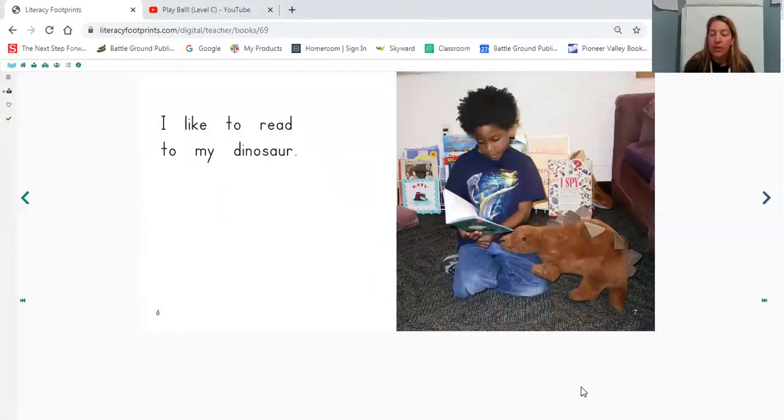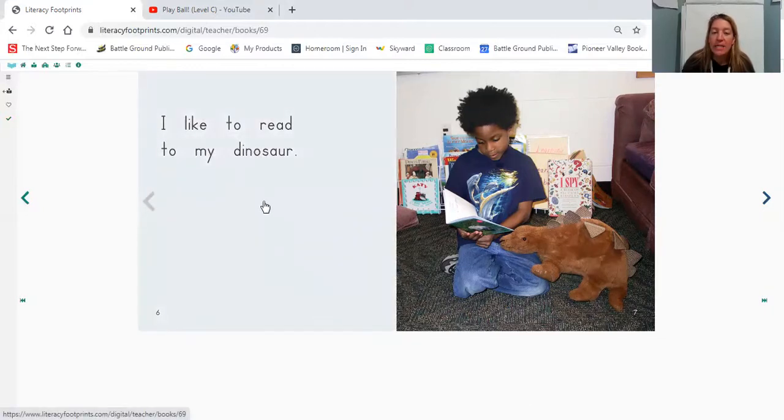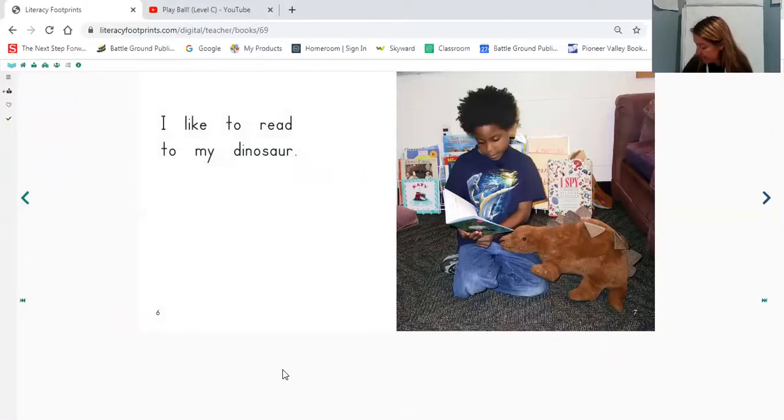Let's look here. Who is he reading with now? This is a stuffed animal. What is this? It's a dinosaur. So let's look over here and find the word dinosaur. Dinosaur. There it is. Can you also find our other word that we made this morning? And the word is my. Can you find that word my? Good. The word is right here.